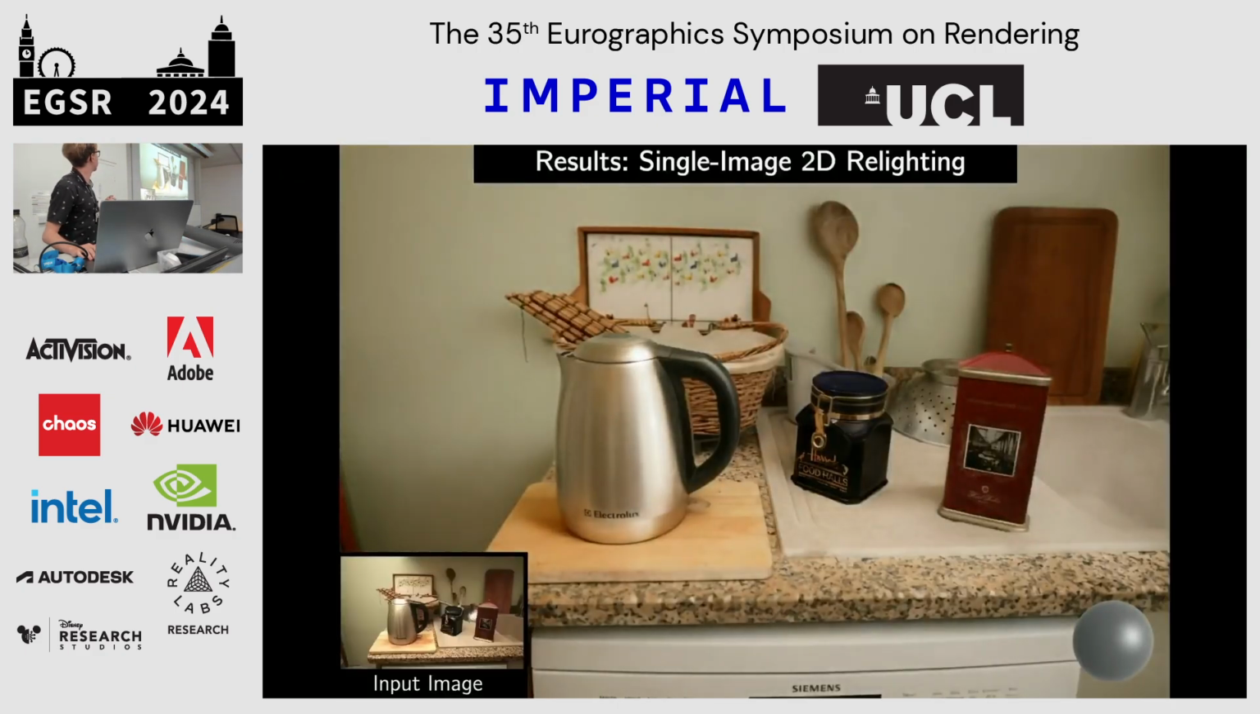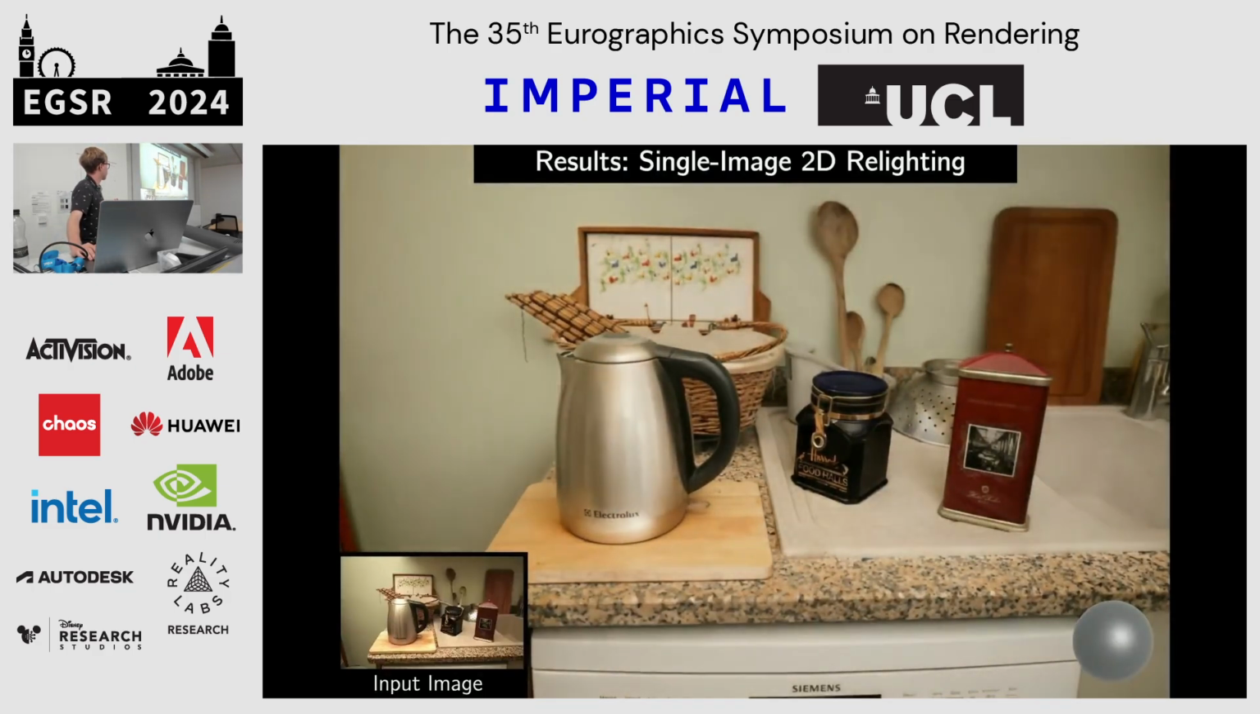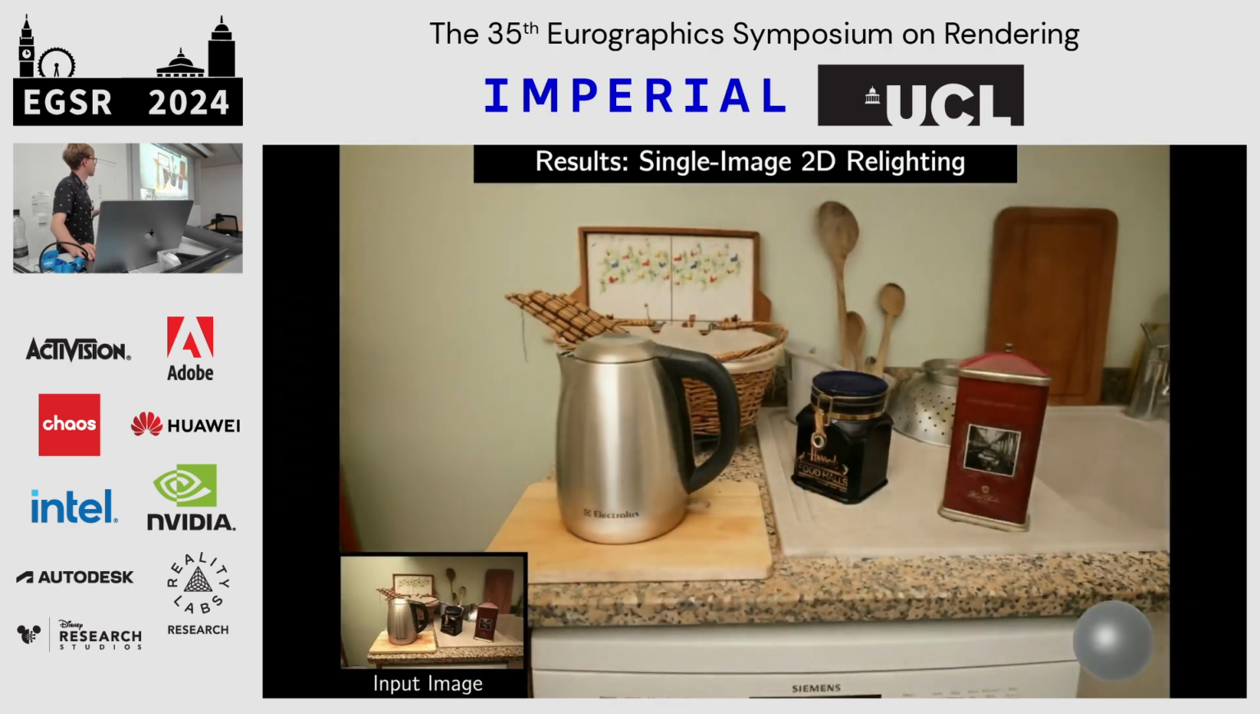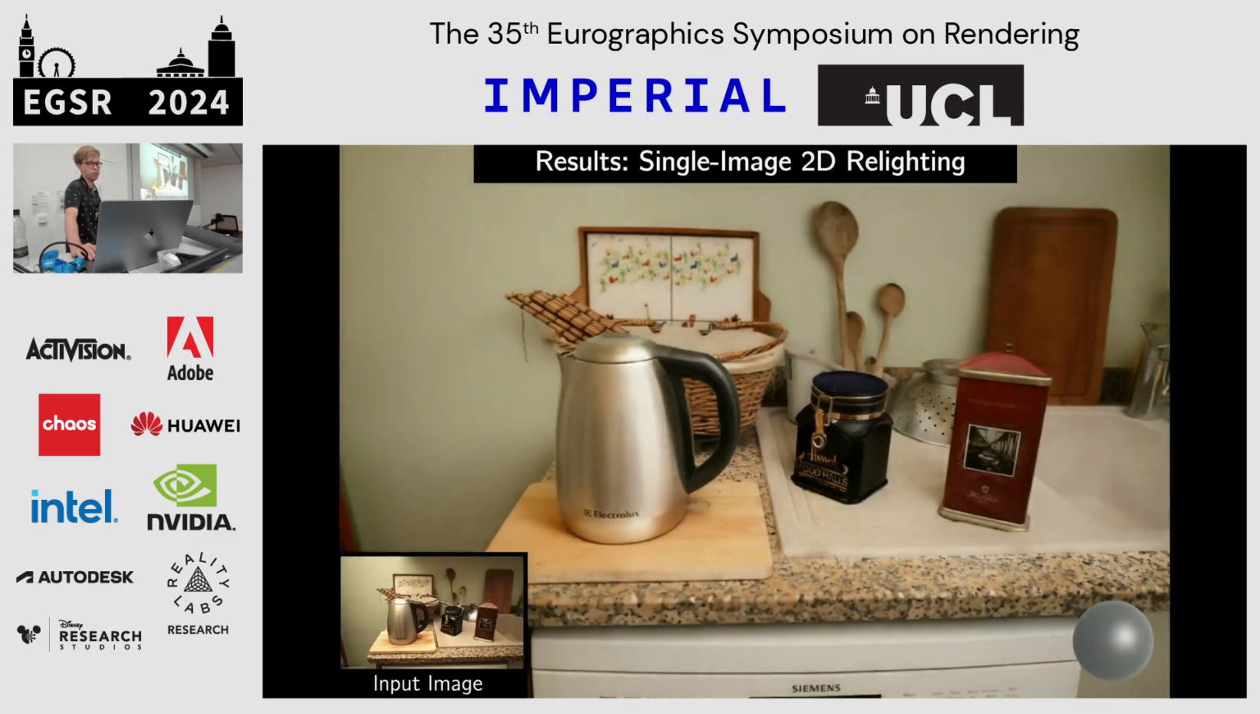So now that we have this, we have our ControlNet network, which gives really, really nice results for single image 2D relighting. And so we can only move the dominant direction of illumination, which is kind of limited, but it's also really realistic because we've trained on real data only. So the input image is in the bottom corner, and now we move the light, but we can't move the viewpoint.